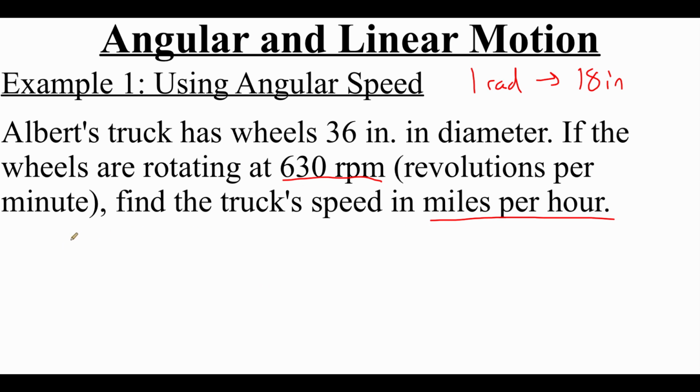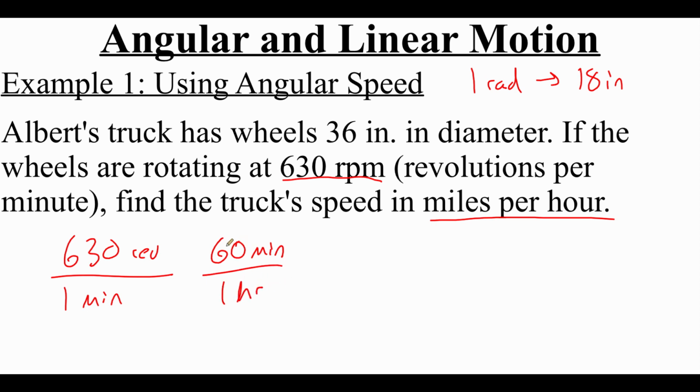So the first thing I'm going to take is that 630 revolutions, and we know that happens in 1 minute. Now we're going to take these minutes and convert them into hours. And I know that there are 60 minutes in 1 hour. Now I put the minutes on the bottom of the first fraction, so I have to put the minutes on top of my second fraction, so that as I cancel my labels out, those minutes would cancel. So that takes care of my time conversion.